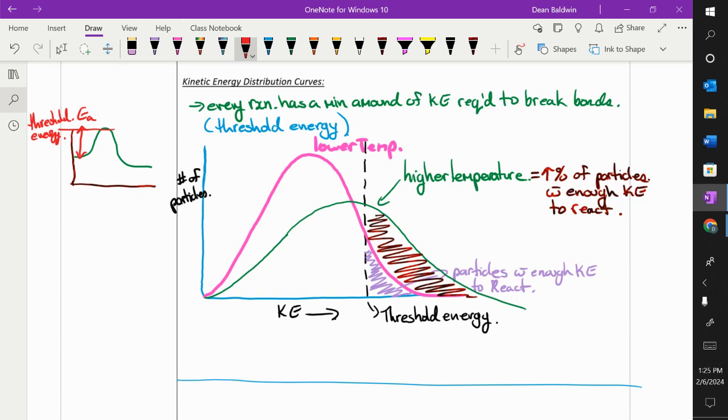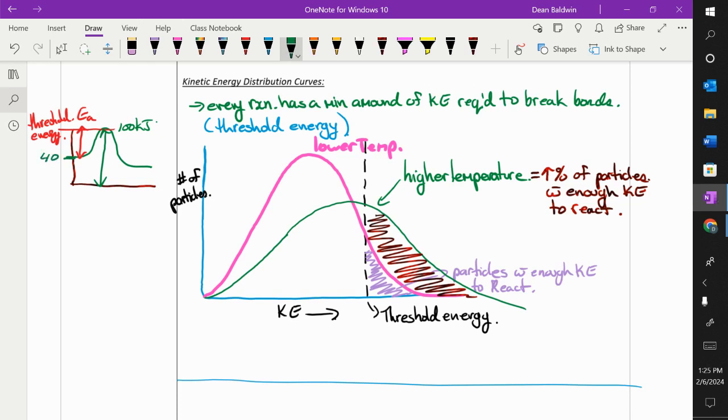It's that distance. So say it's 100, just to be simple. That's 100 kilojoules. The threshold energy is 100 kilojoules. That's what you need to break the bonds. If you start at, no, I don't want to use 50.